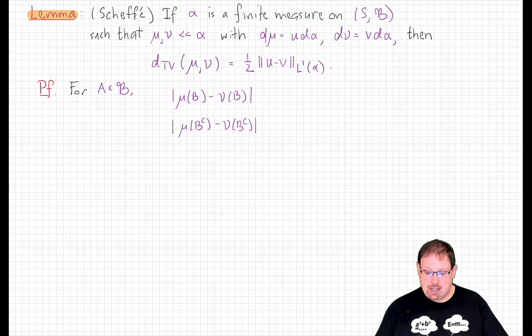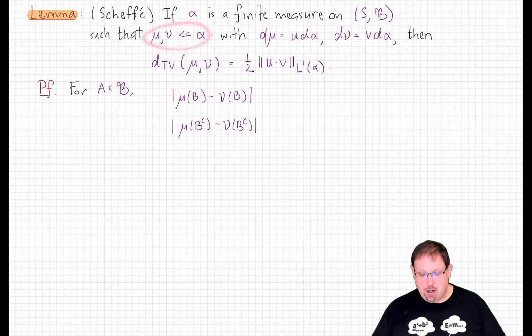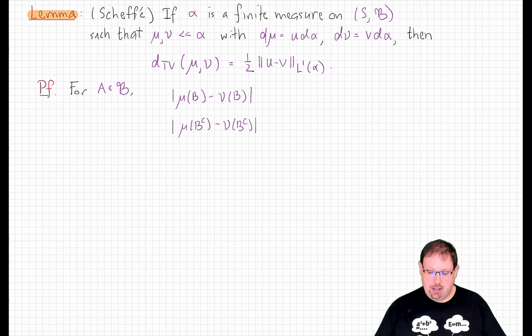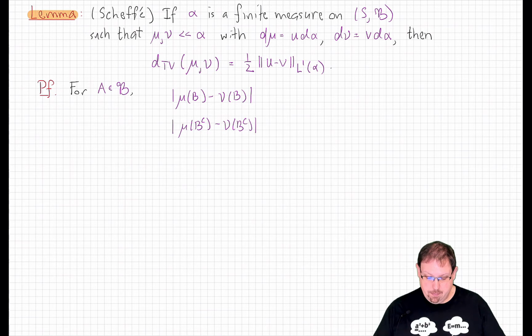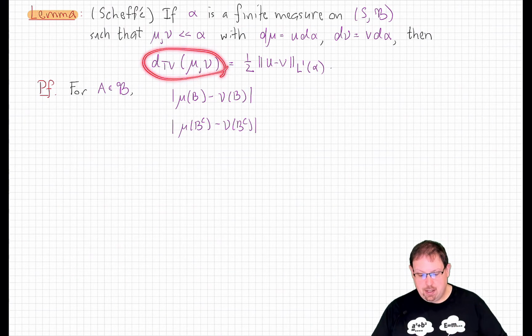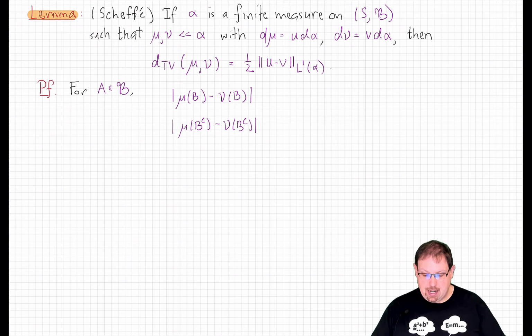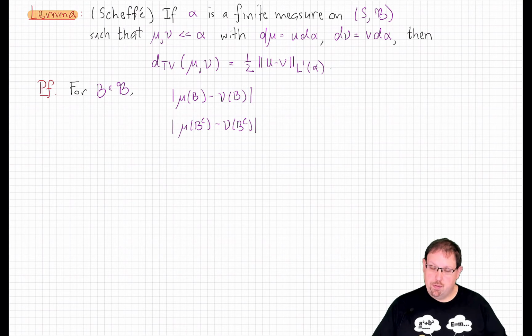Suppose that alpha is a finite measure on the same fixed measure space, such that our two measures, mu and nu, are absolutely continuous with respect to it. Therefore, by the Radon-Nikodym theorem, they have densities, let's call them u and v. In that case, the total variation distance between mu and nu is exactly equal to 1/2 the L1 distance between their densities. We'll prove this straight from the definition fairly straightforwardly.